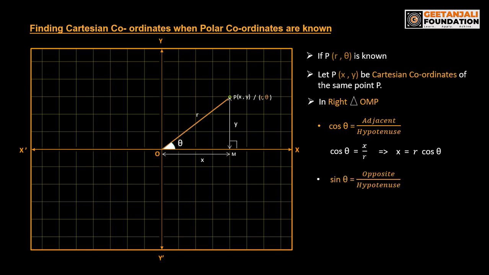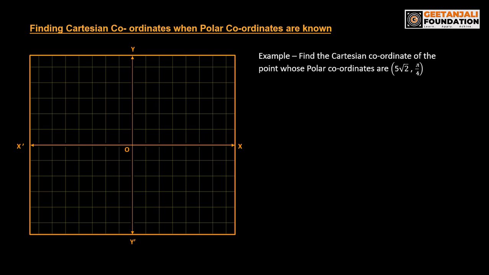Similarly, sin theta is equal to opposite upon hypotenuse. In this triangle, sin theta would be equal to y upon r, which we can also write as y is equal to r sin theta. If we substitute values of r and theta here, we will be able to get the value of y. So this way we can find values of x and y if we know values of r and theta. Let's understand this by an example.